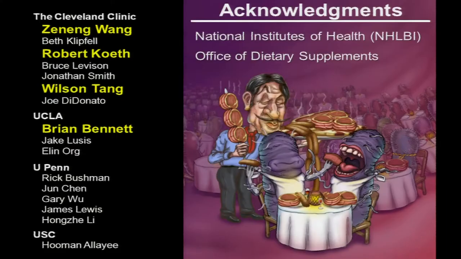I'll just end by thanking you for your attention and point out four main individuals in particular. The four major papers that I've discussed were each first authored by individuals in my group, Zeneng Wang, Bob Koeth, and Wilson Tang. Brian Bennett, working with you at UCLA with Jake Lusis, was the author of the Cell Metab paper. And I also want to point out our colleagues at UPenn, Rick Bushman, Dr. Chen and Gary Wu as well. Thank you very much.